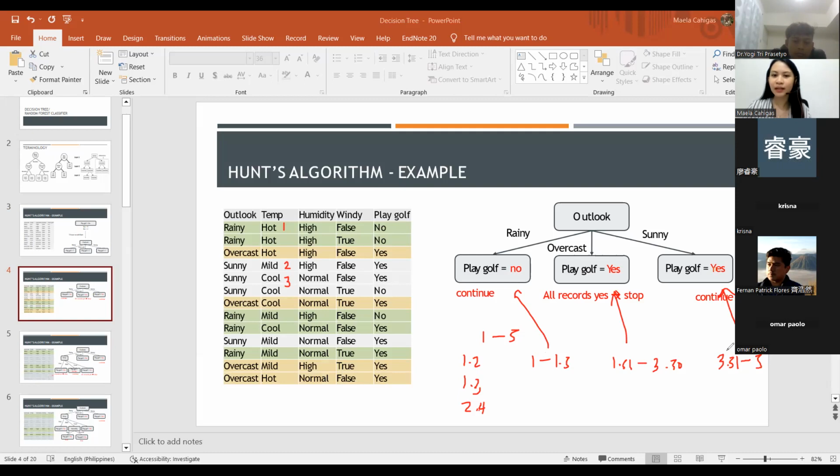So we'll also apply another Gini index or another entropy in this part. That's how the code will run if you have continuous data.